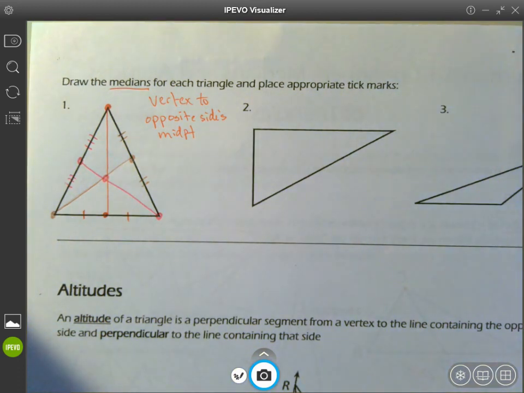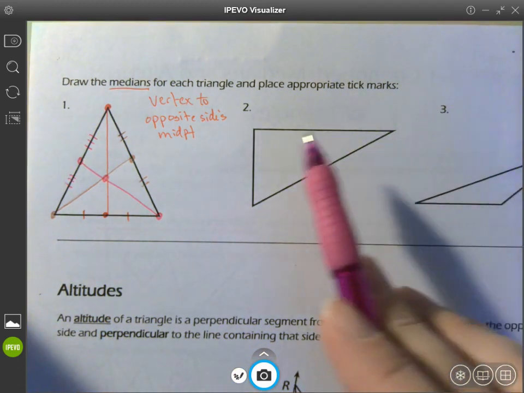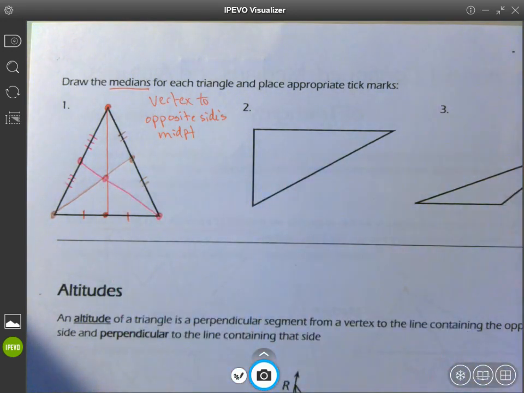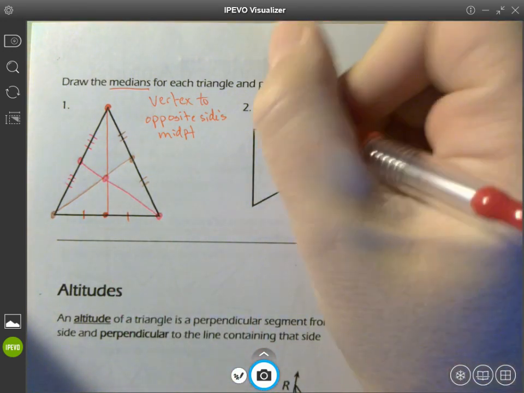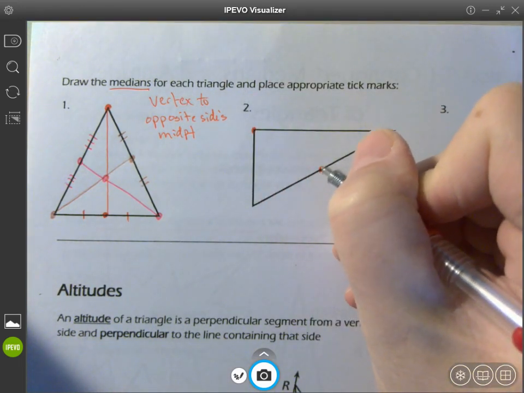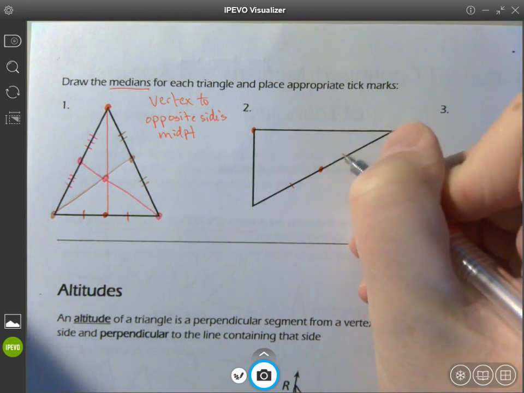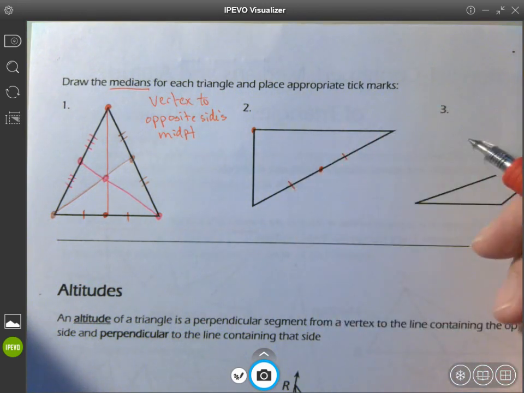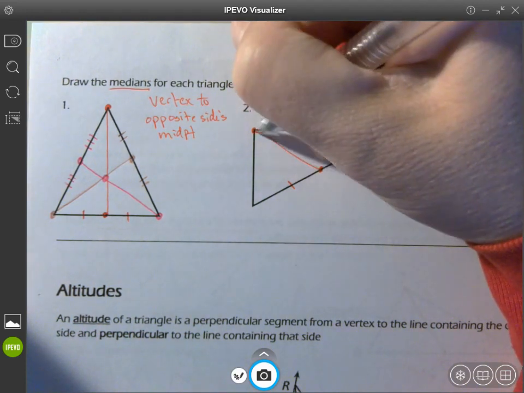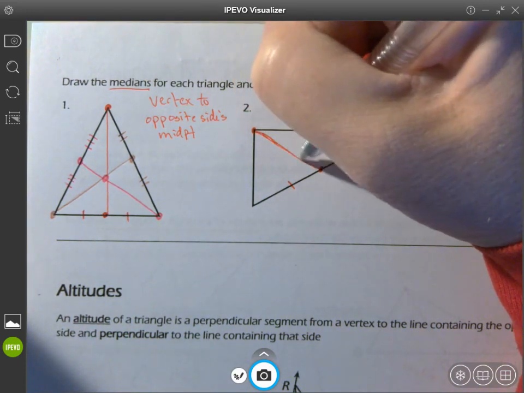All right, so let's go ahead and do this again. Now, this one is a right triangle. Do you notice that? This one was an acute triangle. This one's a right triangle. So find your vertex. Any one of them's fine. Estimate your midpoint. Prove to me it's a midpoint by telling me it's congruent. So it's really important to have these marks. And then go ahead and connect that. And I hope you can do better than I just did. All right.